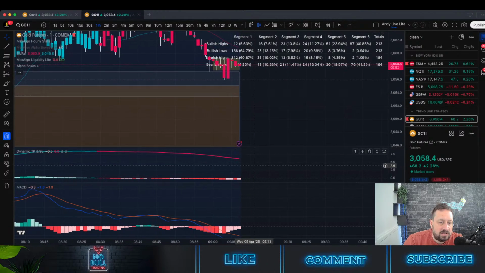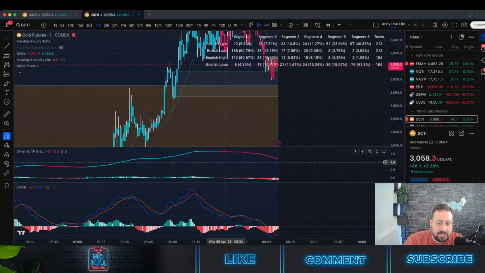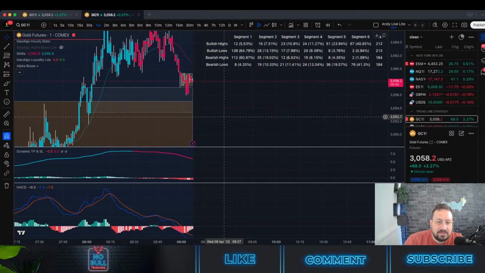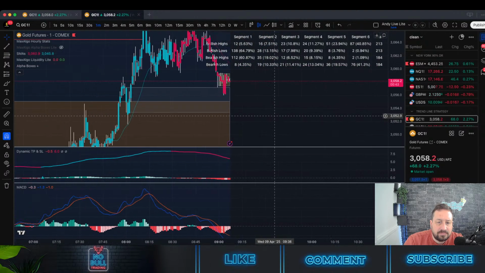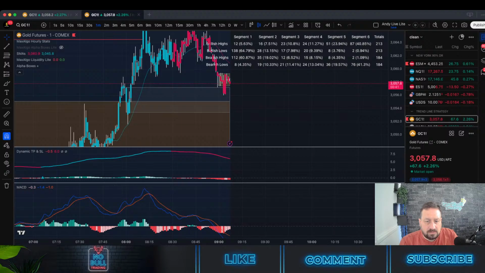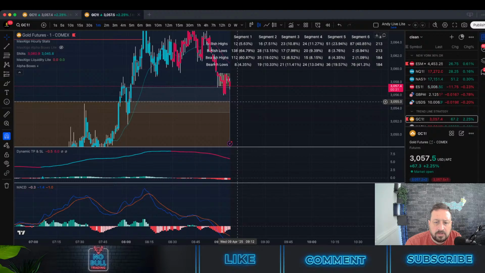We're not at the zero line yet, so you know how much I love going under the zero line. That's a huge part for me. I might take a little stab at this. Let's see.